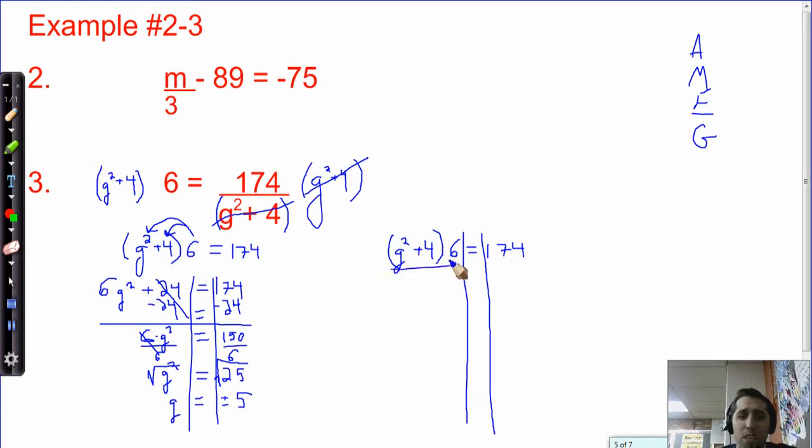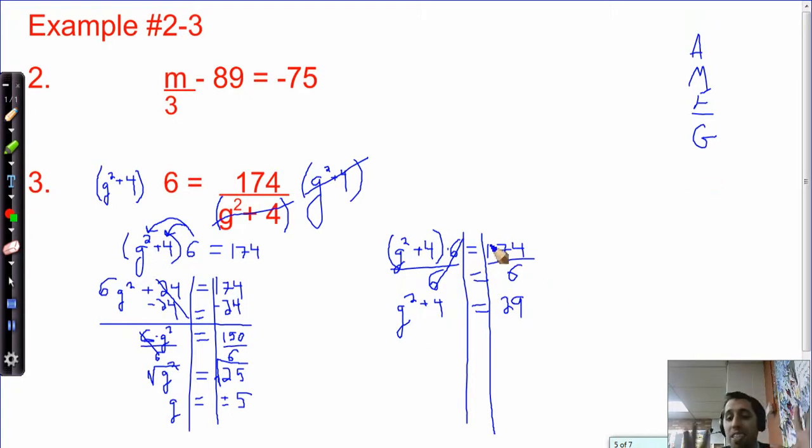I'm going to undo the multiplication by 6 first. I can undo multiplication by 6 by dividing by 6. If I cancel those out, I am left with g squared plus 4 is equal to 174 divided by 6. I'm just going to tell you right now that's 29. If you don't believe me, you can check it, but you should believe me. But you should also check it.